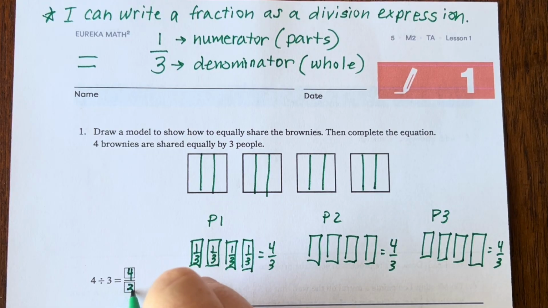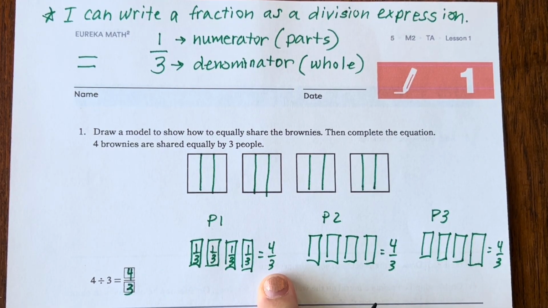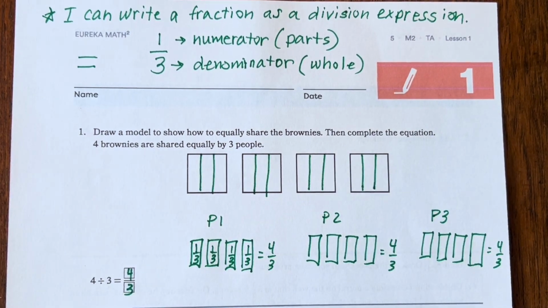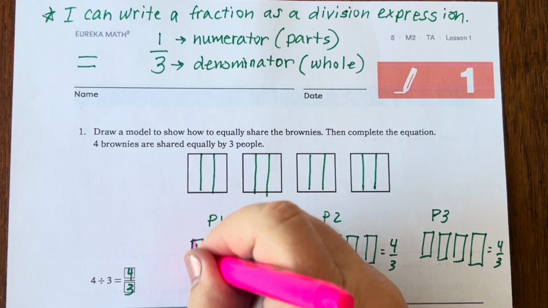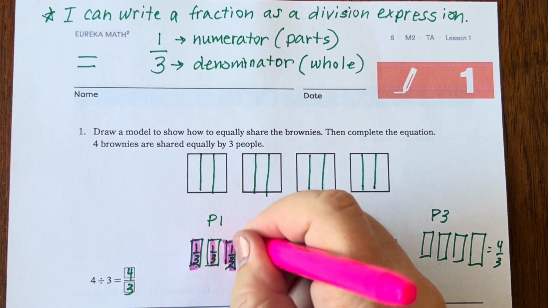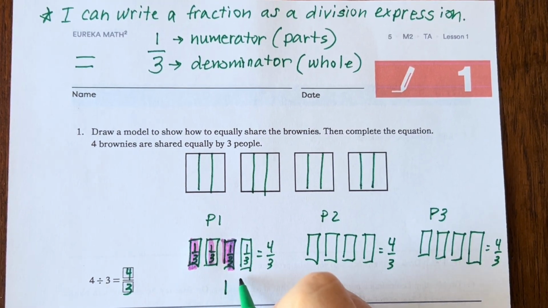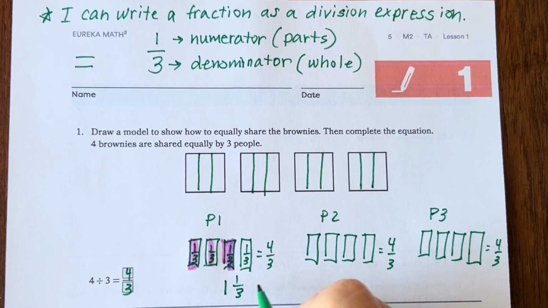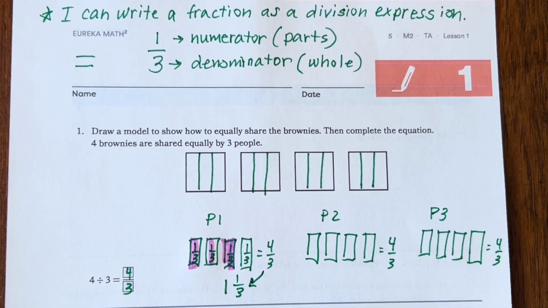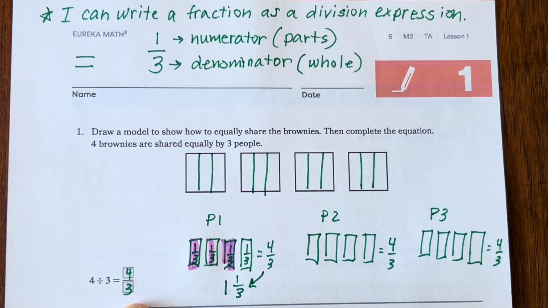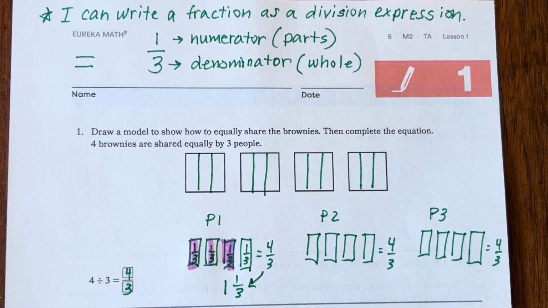Now we could also think about what 4/3 means. How many of these pieces would I have to combine together to make one whole? 4/3 would be the same as, I'd need 3 of these pieces to make a whole. So this person is actually getting, right, 1 whole brownie and 1/3. So 4/3 means the same as 1 and 1/3. But they just want the fraction answer, 4/3, okay? So we're gonna keep on working on this.